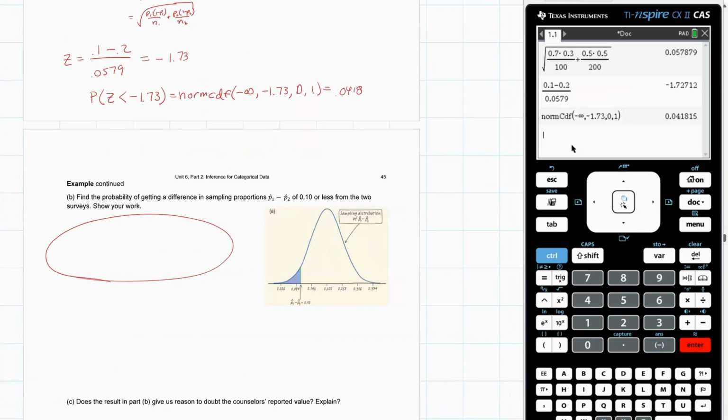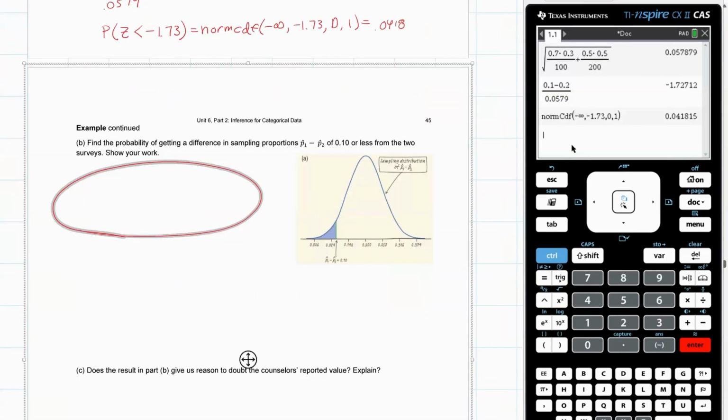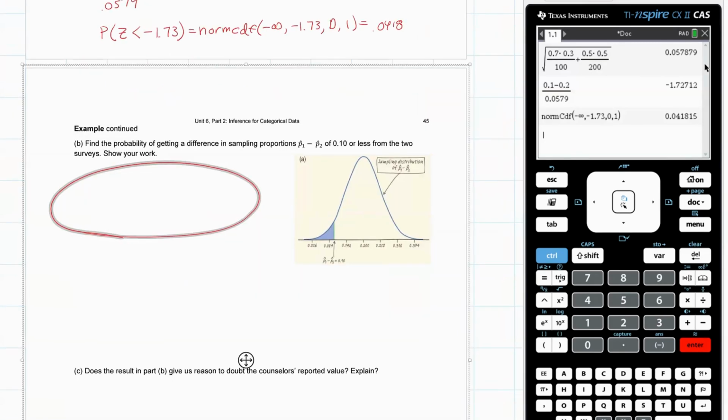I guess what we just did there would have gone right there in our notes. And we would say in the last part, does the result give us reason to doubt the counselor's reported values? Well, let's just think about that.